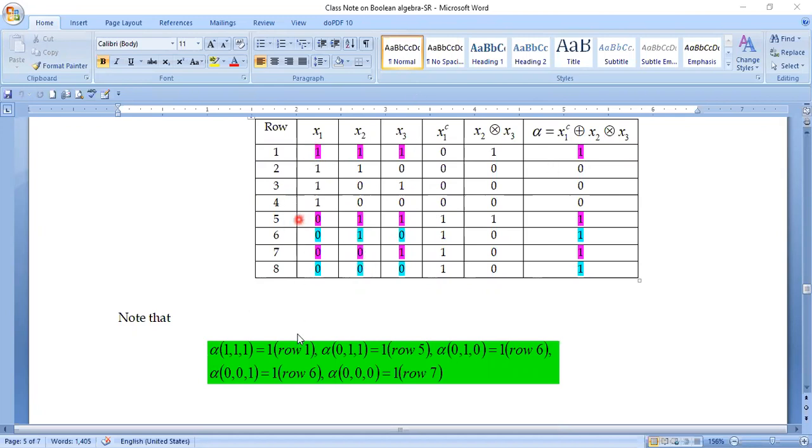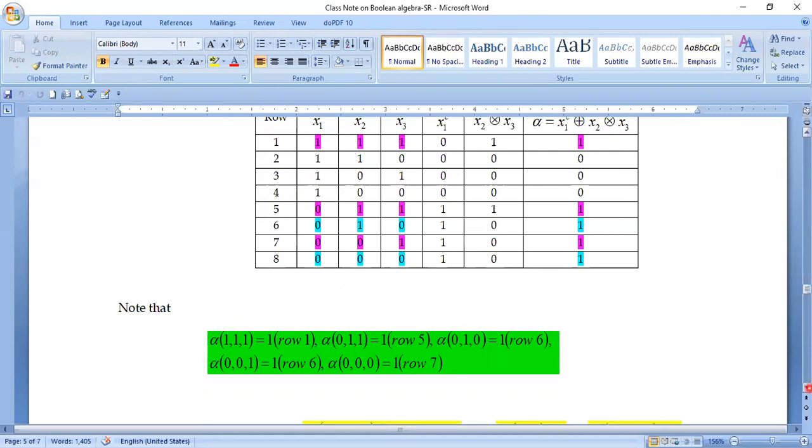We have come to see that in row 1, the output is 1 when we place 1, 1, 1 for the variables x1, x2, x3. Similarly, this non-zero output occurs for row 5, row 6, row 7, and row 8. I have written this over here. Do not think that I am multiplying; probably my writing is not that good. What I mean is that the image of (1, 1, 1) under the expression alpha is 1, in row 1. Later, I will try to format this for more clarity.